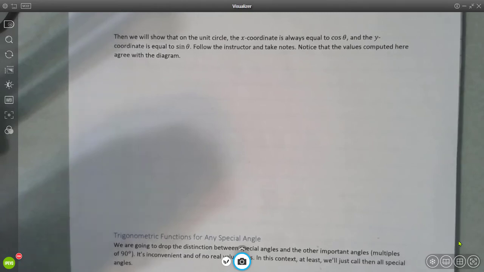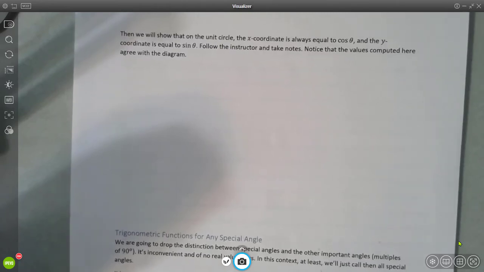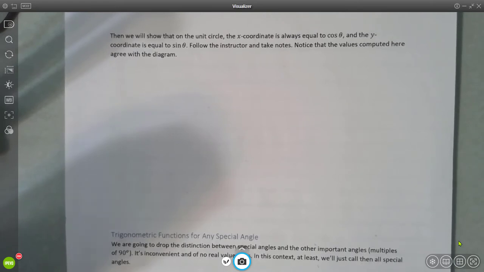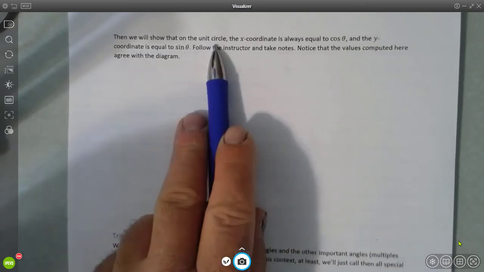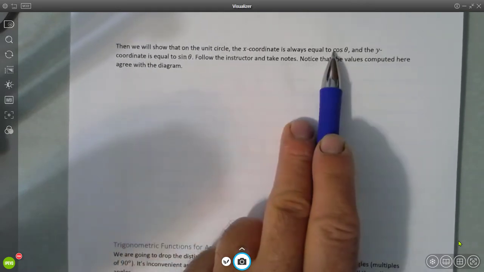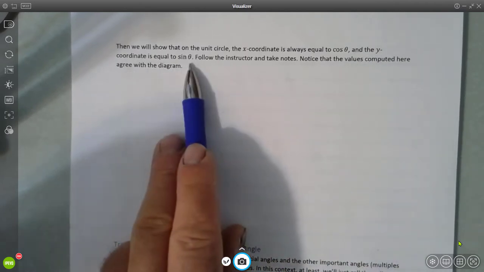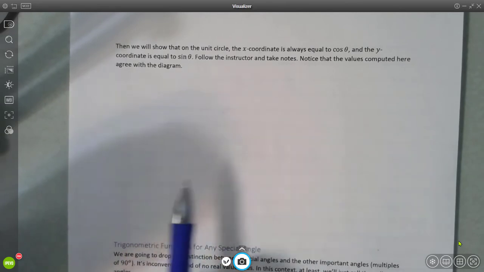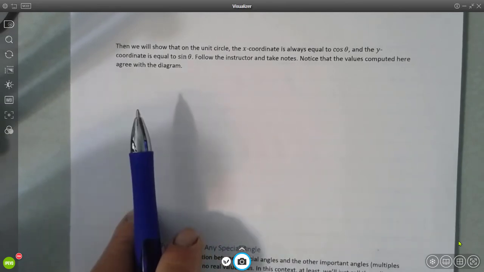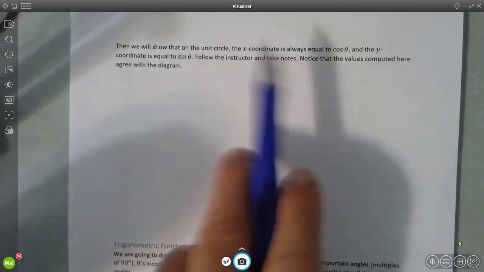We're now on to the fourth and final page of the handout on the introduction to trigonometric functions based on a right triangle. And what we'd like to do here is to show that on the unit circle, the x-coordinate is always the cosine of theta, and the y-coordinate is always equal to the sine of theta, where theta is the angle formed by the ray that we're using to locate the point on the unit circle.